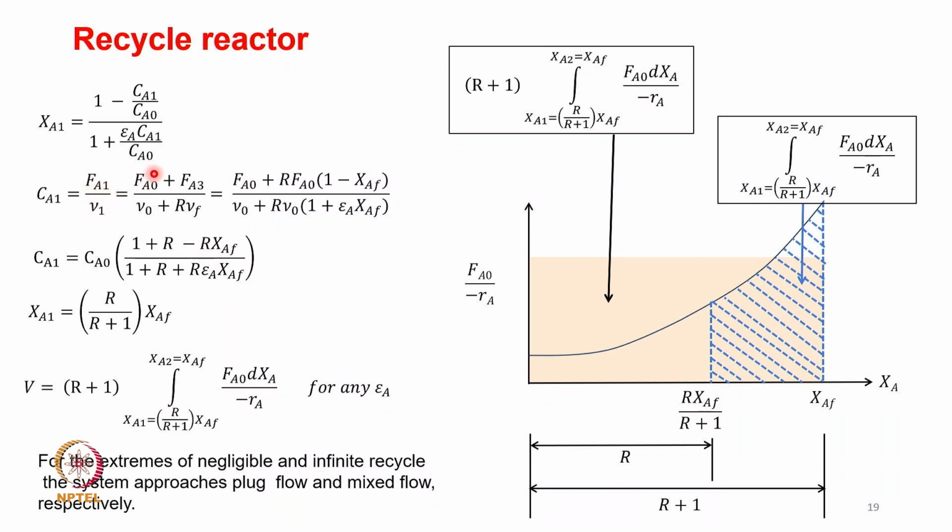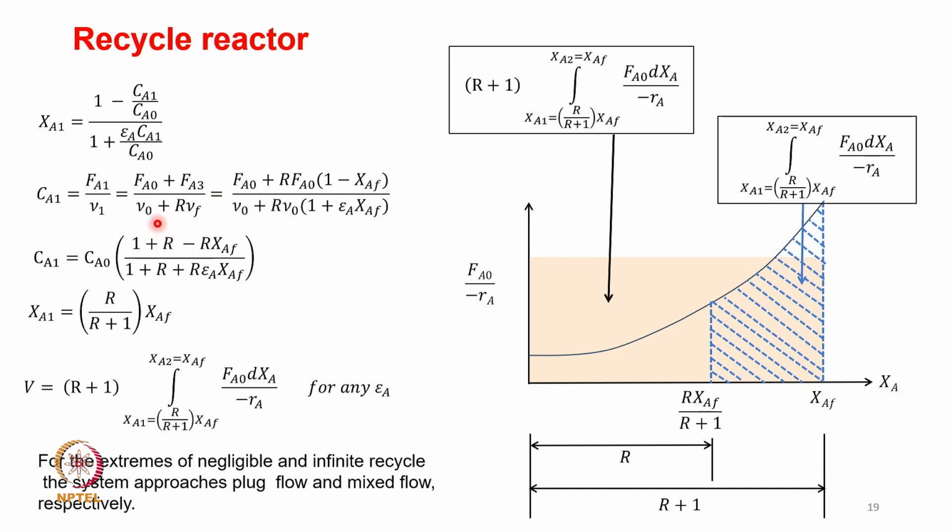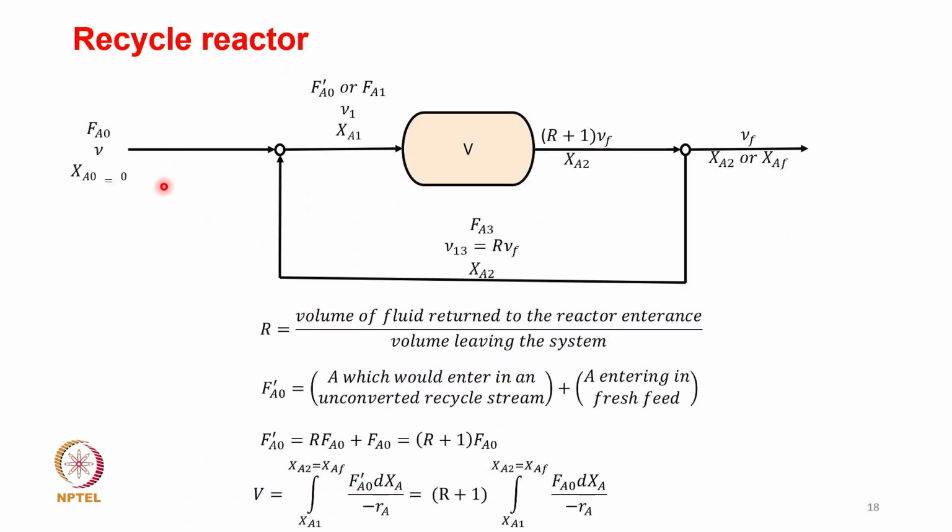FA1 would be FA naught plus FA3, because these two streams are getting added up, and V1 is V naught plus R Vf.